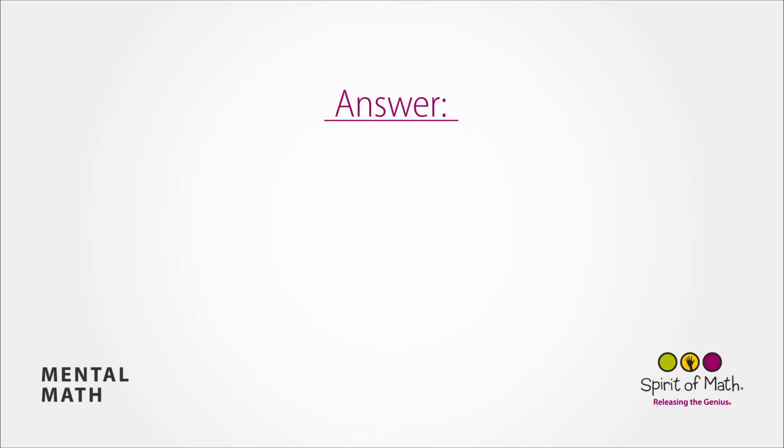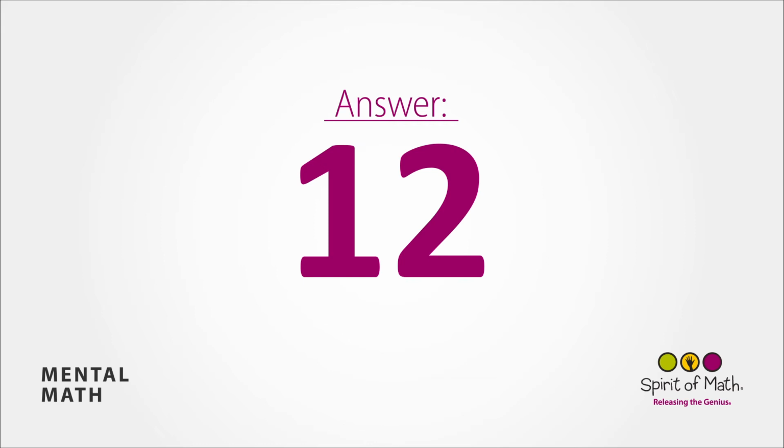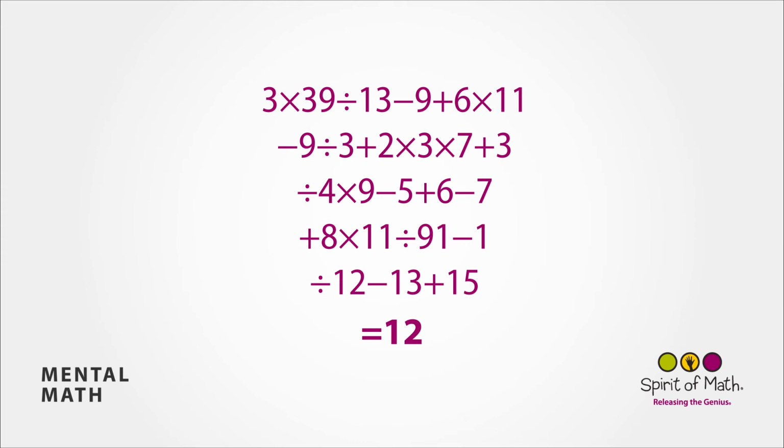And the answer is 12. All right, have a close look at the equation. The very beginning it says 3 times 39 divided by 13. I tried to say that quickly so that you would see that 39 divided by 13 is 3.